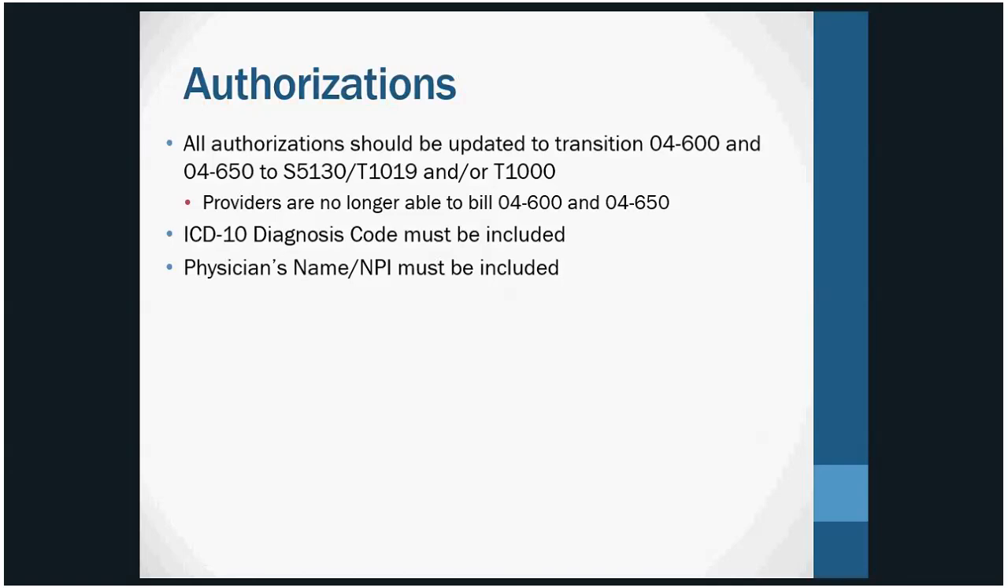Providers are no longer able to bill the 04600 and 04650. If they submit those claims to the SSIS, they will deny. We're not doing payments to those anymore. So just make sure that you have provided updated authorizations to all your providers. We should no longer be authorizing 04600 or 04650 service codes. They need to go on the Medicaid authorization form now, and they need to be these other three service codes identified here.